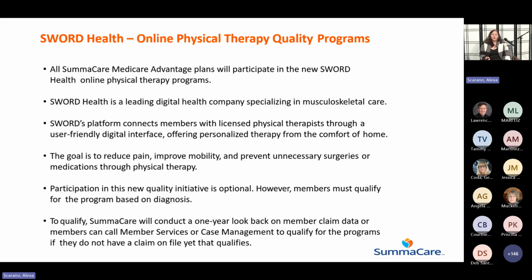They connect members online with licensed physical therapists. The goal is to reduce pain and improve mobility. Hopefully, we can prevent some unnecessary surgeries as well as medications through the physical therapy they provide online. Participation in this new program is optional for the member. However, members must actually qualify for the program with a diagnosis, and SummaCare will be doing a year look back and watching for those diagnoses coming in to offer the program to the members.